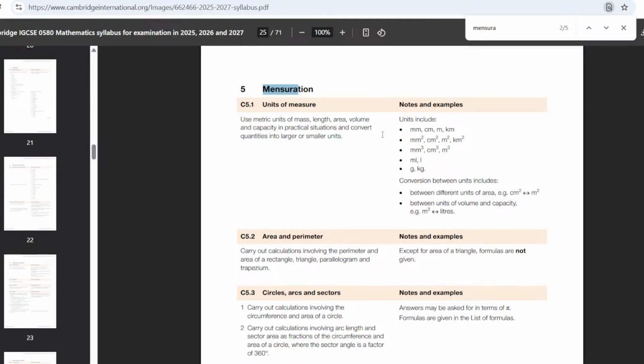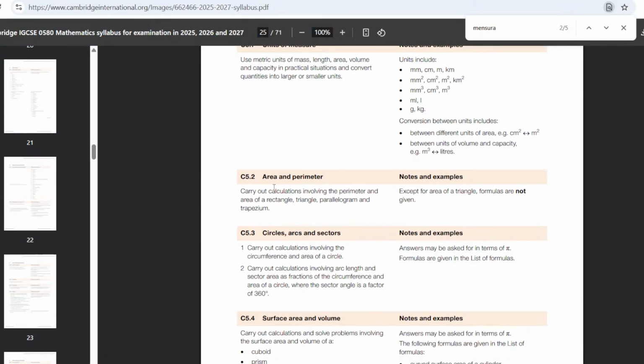So they've said units of measurement, metric units specifically, so you can see the examples: millimeters, centimeters, meters, kilometers, but also the cubed versions and some of the squared versions, milliliters, liters, grams, kilos, area and perimeter, so rectangle, triangle, parallelogram, and trapezium. Except for area of a triangle, formulas are not given, so I guess you'll have to know all of the rest of those.